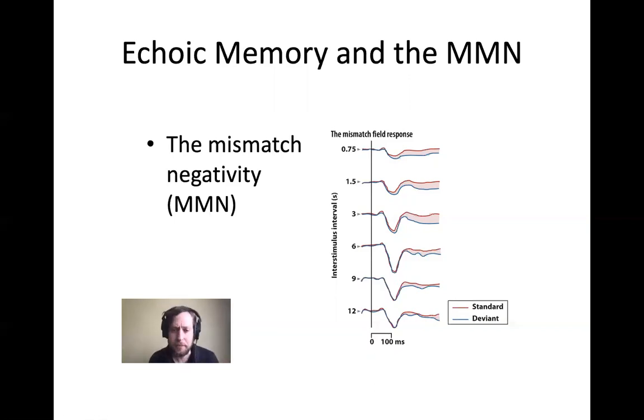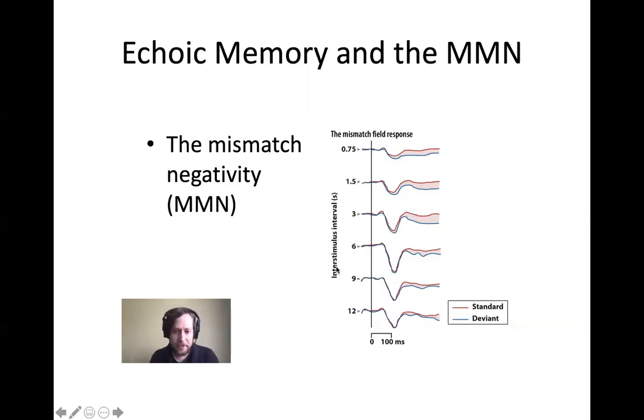Small. Yeah, small is correct. You basically see a difference between those red and blue lines for these conditions right here. These are the ones where the interstimulus interval was small. There's basically no difference between the red and blue lines here when the interstimulus interval was big.